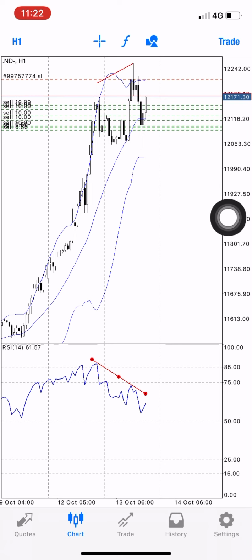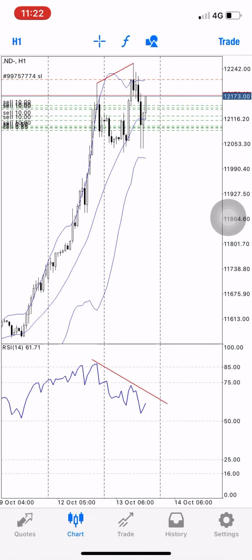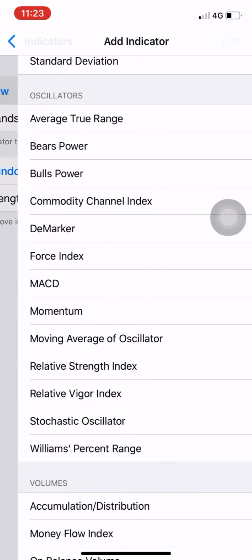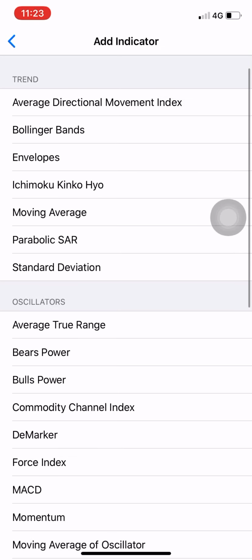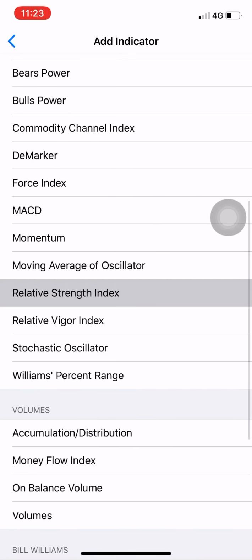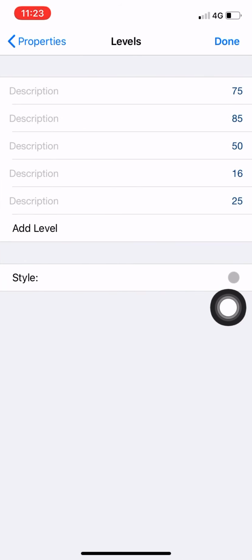So today I'm gonna talk about RSI. As you can see here, you click on your screen, okay? Click indicator, click main window, then go to oscillator. We choose RSI, relative strength index. We choose 14. This is my setting. You can follow if you want.